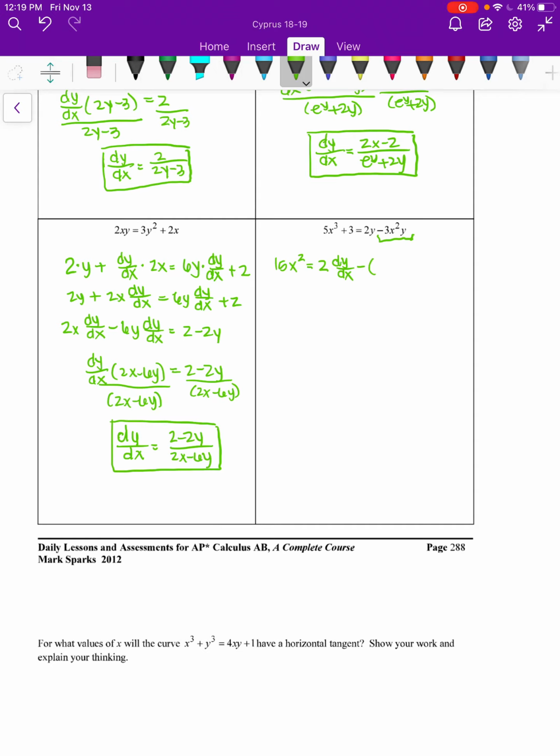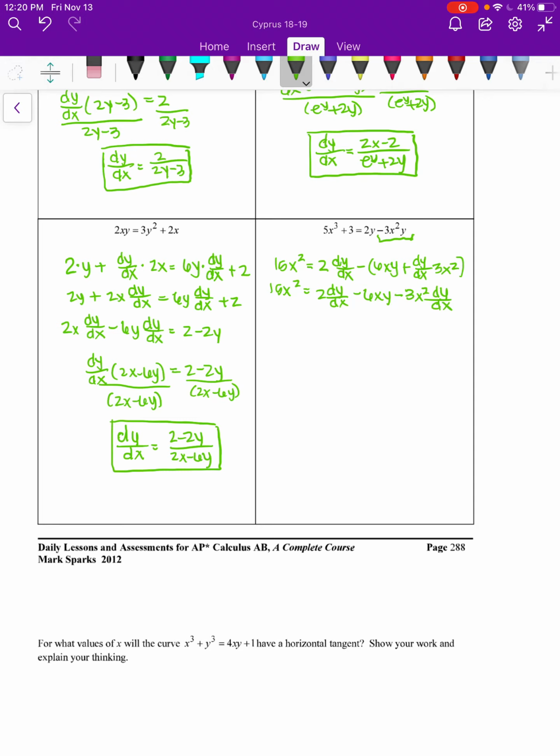And then minus, and I'm going to put parentheses because now I'm going to do that product rule and I want to make sure that negative gets distributed to everything. So the derivative of the first piece, which is 3x squared, is 6x times the second, plus the derivative of the second times the first. And then we just need to clean it up. So 15x squared equals 2 dy/dx minus 6xy minus 3x squared dy/dx.